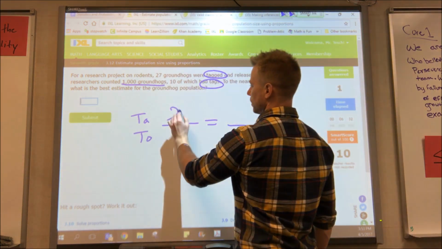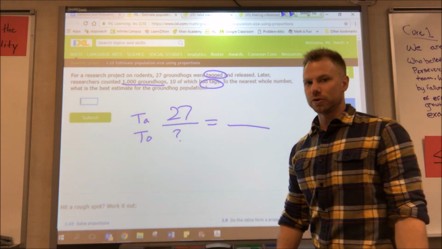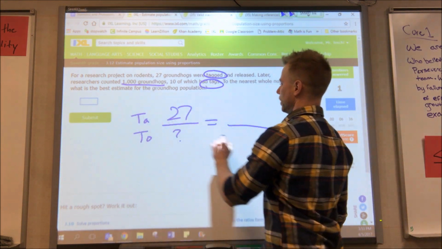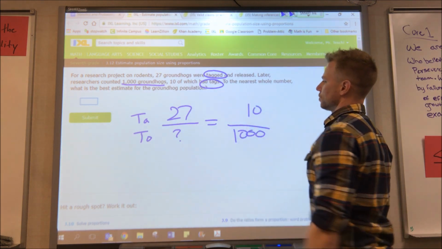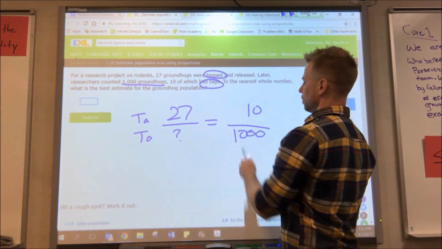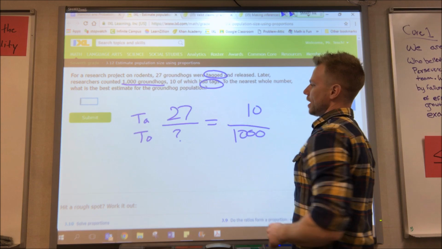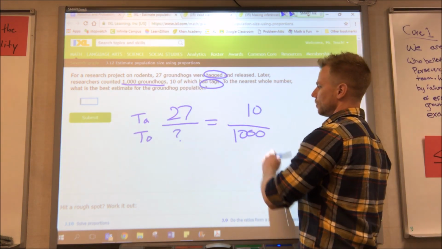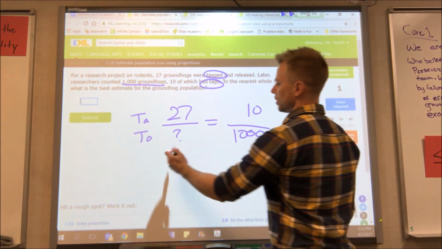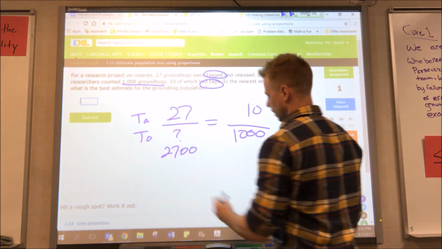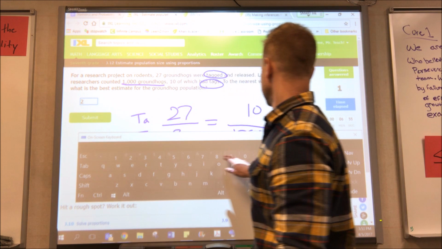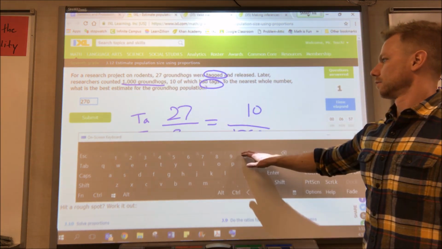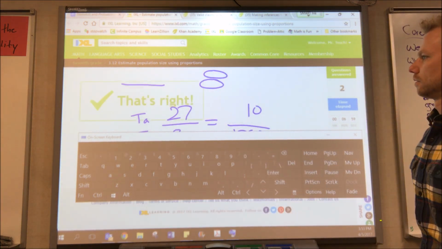So we have 27 tagged out of how many? We don't know. But later, we have a total of 1,000, and 10 of those are tagged. Cross multiply and divide. 27 times 1,000 is 27,000 divided by 10. Take off a 0, it's 2,700. Let's plug that in. Good.